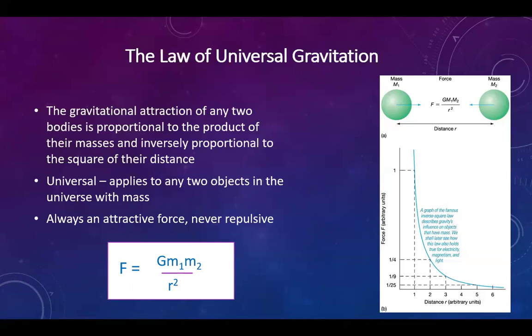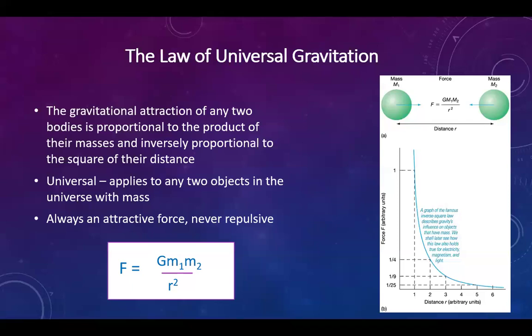And the law of universal gravitation is that any two objects that exist are attracted to each other by a force that's proportional to the product of their masses multiplied together, and inversely proportional to the square of their distance. So the more massive they are, the bigger the force. The further apart they are, the less the force. And this is universal. It applies to any two objects in the universe with mass. And it's always attractive. It's never repulsive. It always pulls things together.